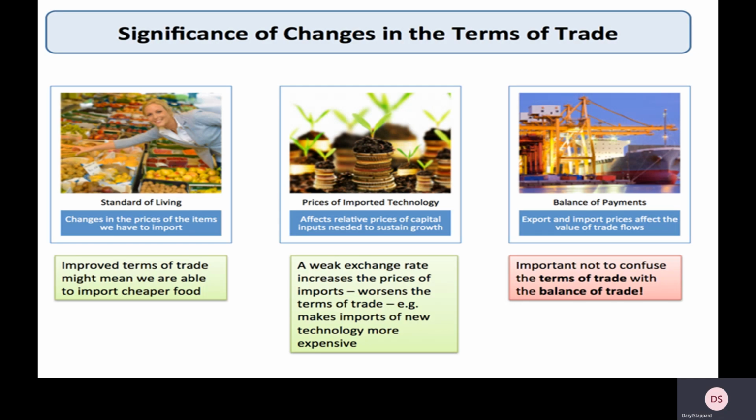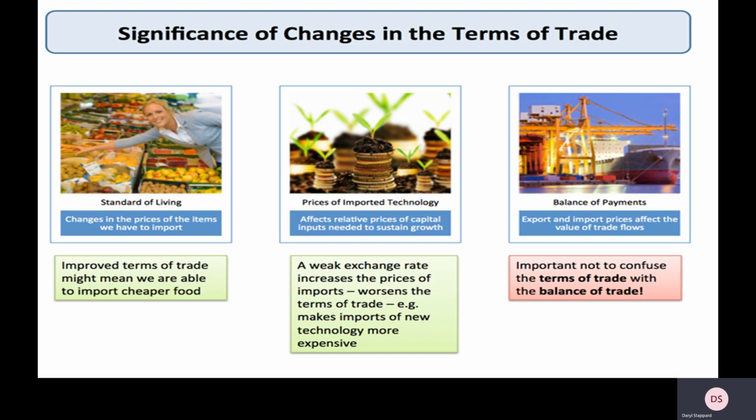Right. I just want to show you the significance of changes in terms of trade. Now, if we're thinking about standard of living, if you've got an improving terms of trade, it means that importing becomes relatively cheaper. If we can now buy bigger supplies of imports into our economy for our exports, it means that people can access more goods and services, and that will improve people's living standards, cheaper imports in effect. If we were thinking about the price of imported technology, if our terms of trade was to worsen, maybe due to a weak exchange rate, it means the cost of buying those imports will become more expensive, and that will make it more difficult for us to access the best technology from across the world.